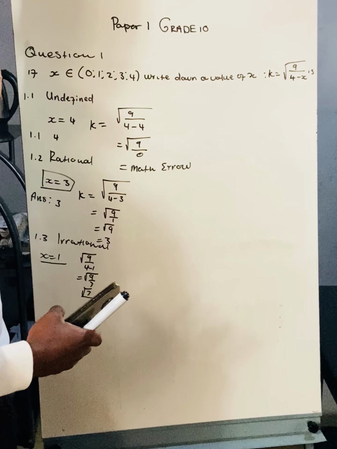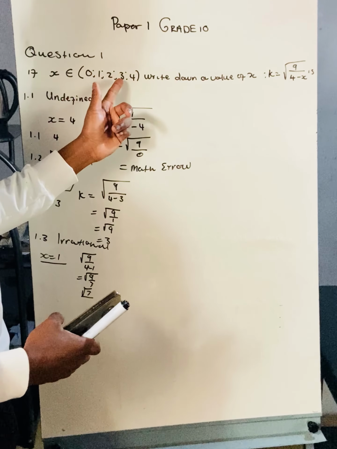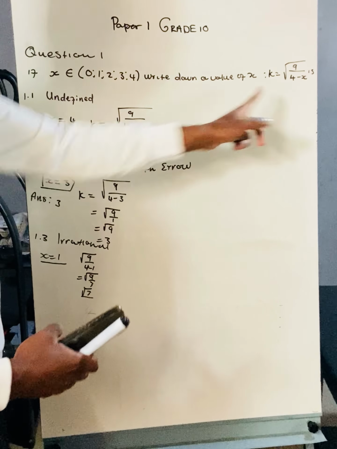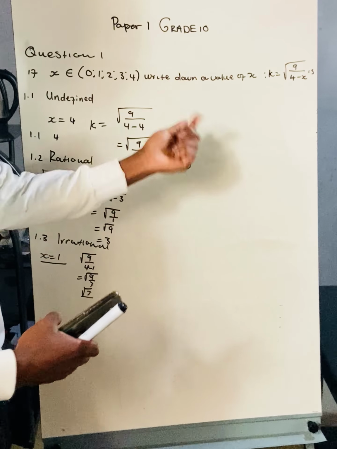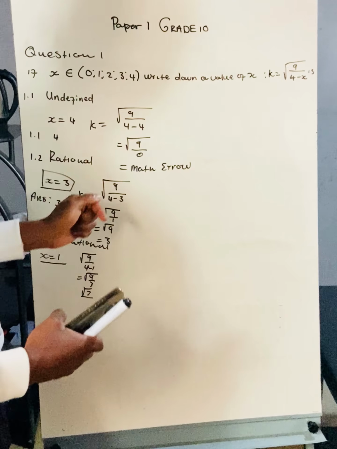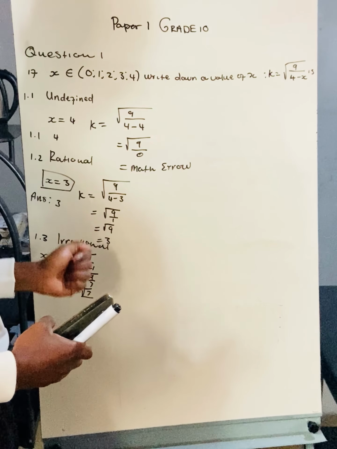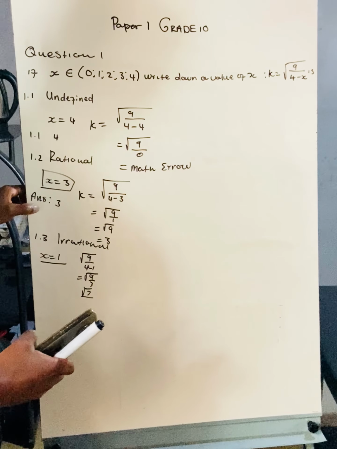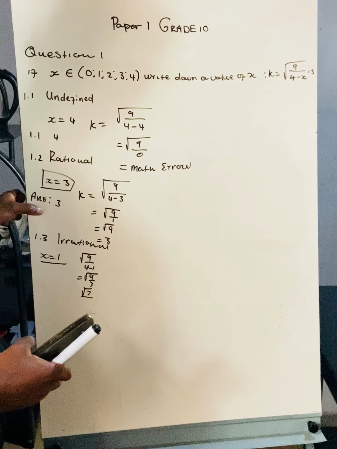Okay, so for example, if I take 3, 4 minus 3 is going to give you 1. Okay, so 9 divided by 1 will give you 9. Therefore, the square root of 9 is 3. So it means in this 1.2, the answer is going to be 3.